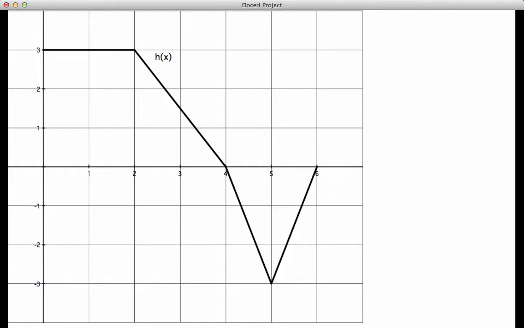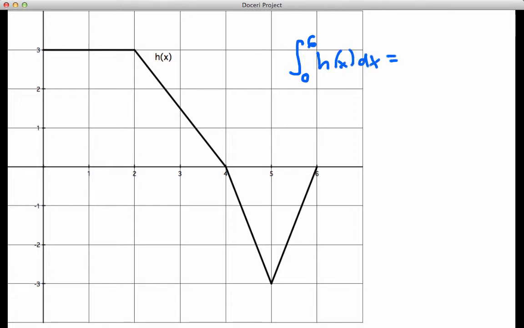I'm going to move this over here so you can see the y-axis. And it's composed entirely out of straight line segments. So I want to give you a little review question to start with. As a review, I would like for you to pause the video and try to evaluate the integral from 0 to 6 of h of x dx.